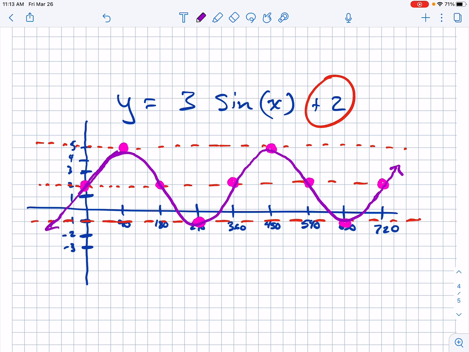Whoa, I went below a little too far there, didn't I? Come down here and curve here as well. And there you go.